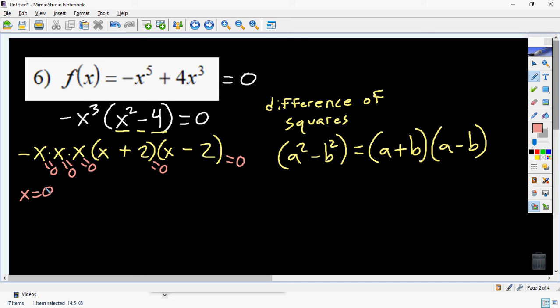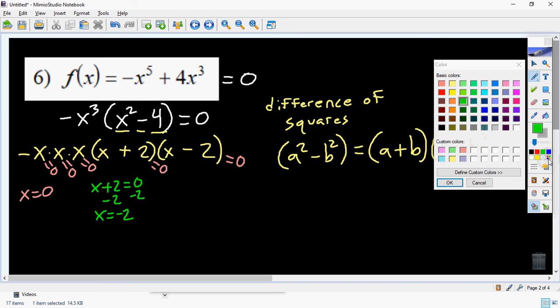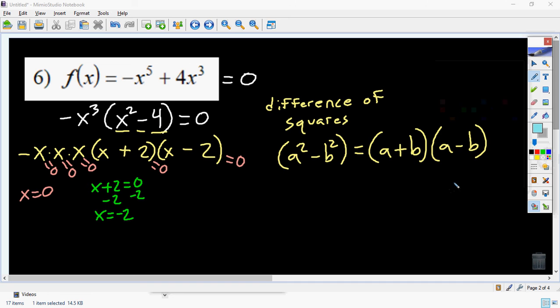I also have x plus 2 equals 0. I'll subtract 2 from both sides and get x equals negative 2. Here I got x minus 2 equals 0. Add 2 to both sides and get x equals positive 2.